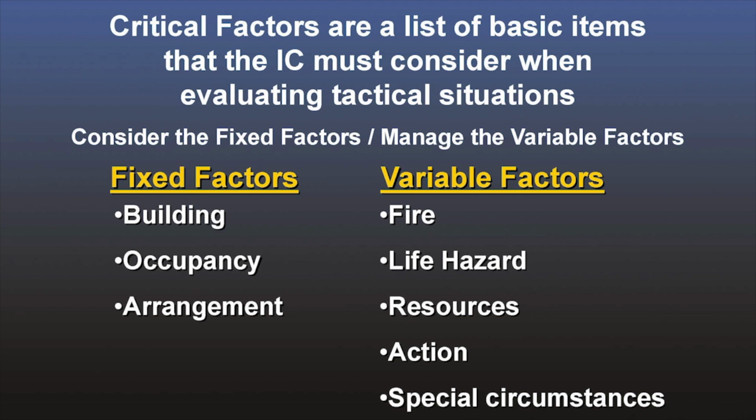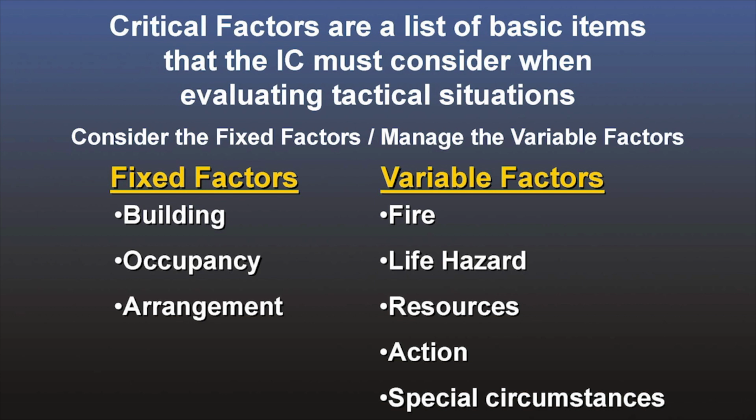Fixed factors pertain to things that we can't change, things like the way a building sits on a piece of property. Fixed factors exist before we get to the scene. Some fixed factors are so overwhelming that it creates too high a hazard to conduct interior operations, an example being an out-of-control fireworks factory. Other fixed factors, like a well-designed and working sprinkler system, make doing our job safer.